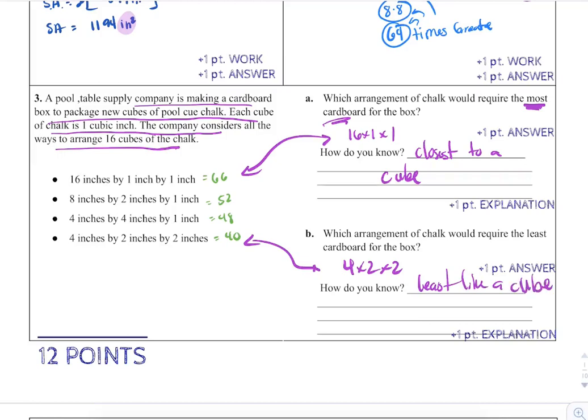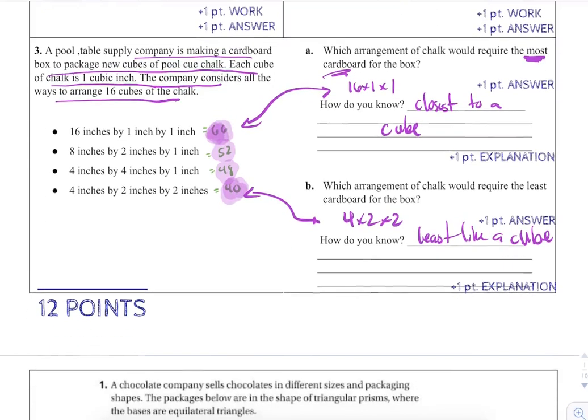Just that simple. You could say that if you did the work and you found the surface area for each, and this one was the smallest and this one was the biggest, that's fine also. But again, we're trying to figure out ways to understand the math so we don't have to find the surface area of each one. We just know by looking at it, and we can explain why. More like a cube, less surface area. Less like a cube, more surface area.